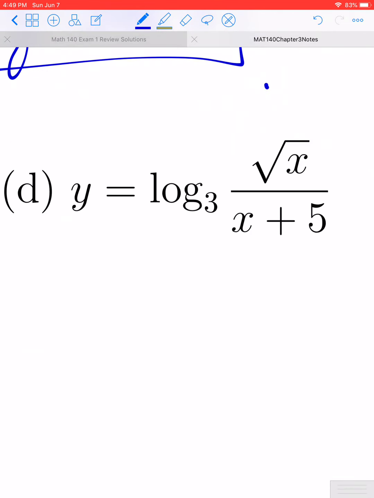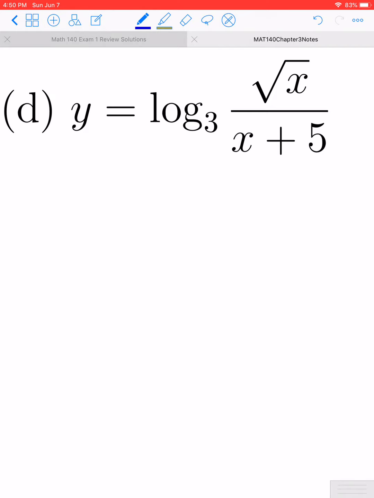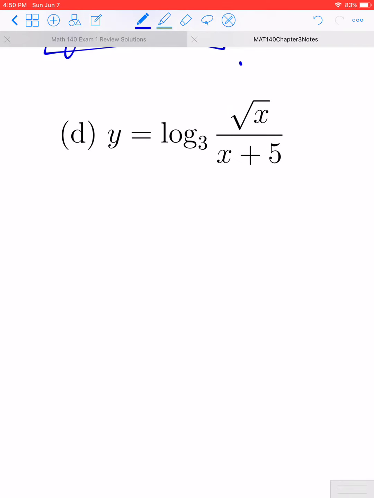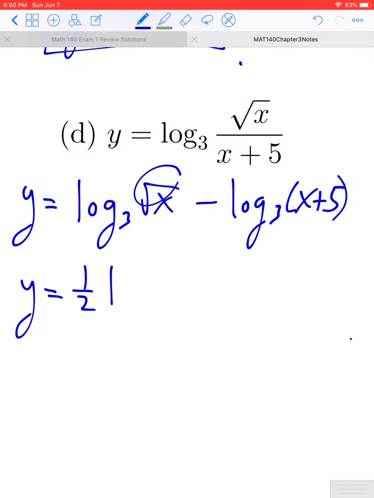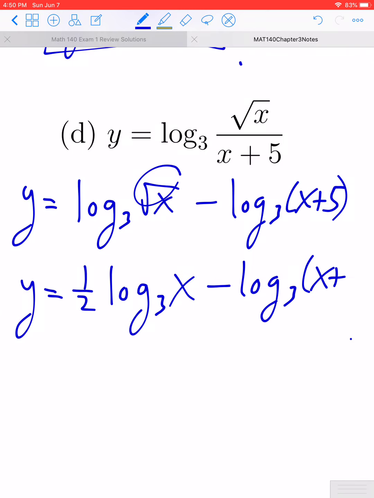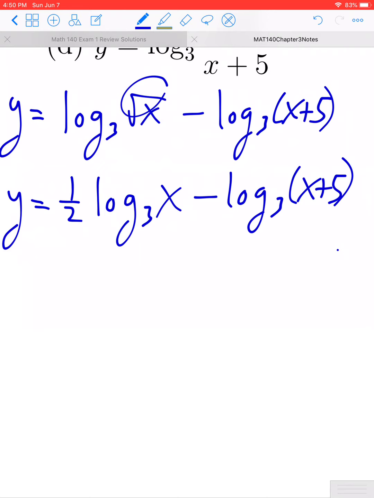Okay. And then we have one more. Let's take a look at part D. We have another logarithm. Now this is log base 3, but we can use the same thing. Properties of logarithms say we can rewrite this first before we try to take any derivative. This is the quotient rule for logs. It's the log of the numerator minus the log of the denominator. We can then think of this as the 1/2 power and use the power rule to bring that out in front. So we have 1/2 times log base 3 of x minus log base 3 of x plus 5. This is a really efficient and convenient way to rewrite it. So now we're going to go ahead and take the derivative.